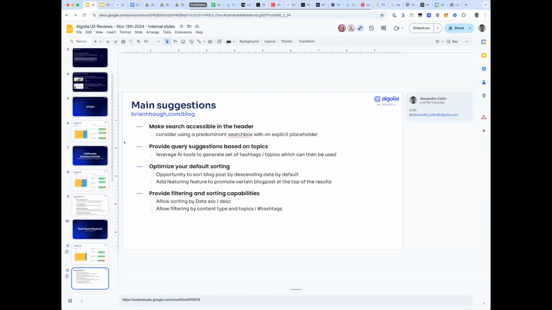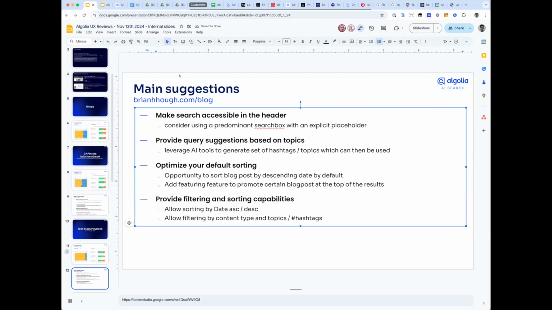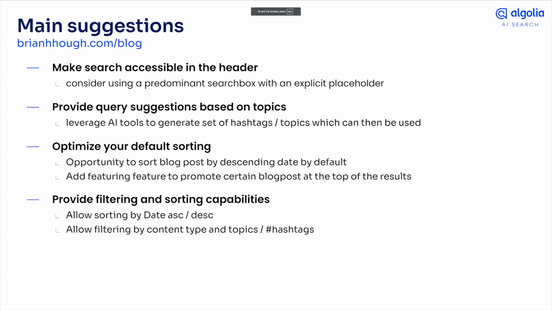All right, perfect. In a nutshell, sorry, time flies. It's already time to wrap up. My recommendation would be to make search accessible in the header. Consider using a predominant search box with an explicit placeholder. Provide query suggestions based on topics. You can generate them with AI tools; it has never been as easy as it is these days. Optimize the default sorting, as we just touched on: sort blog posts by descending date by default.